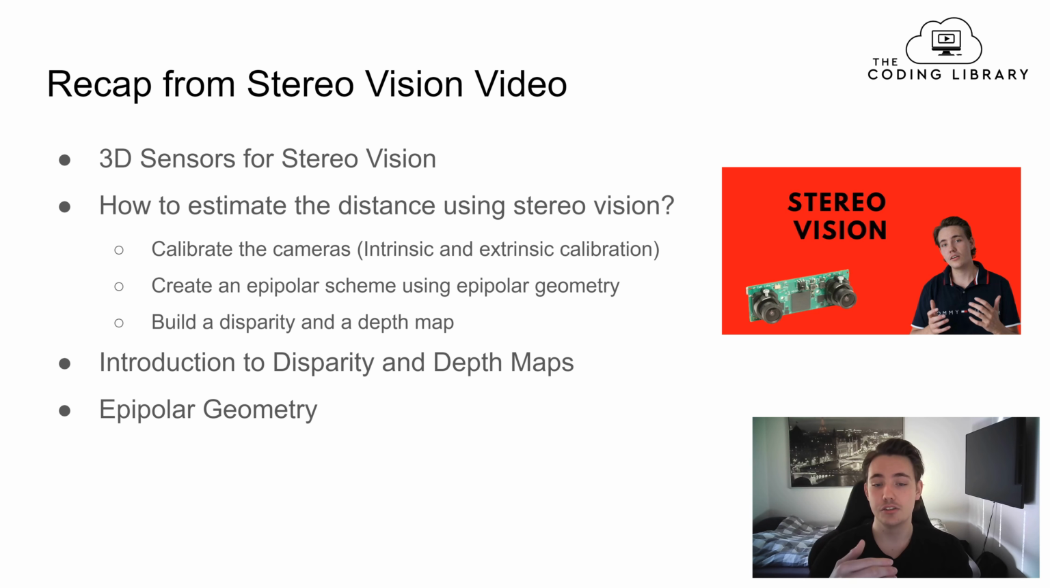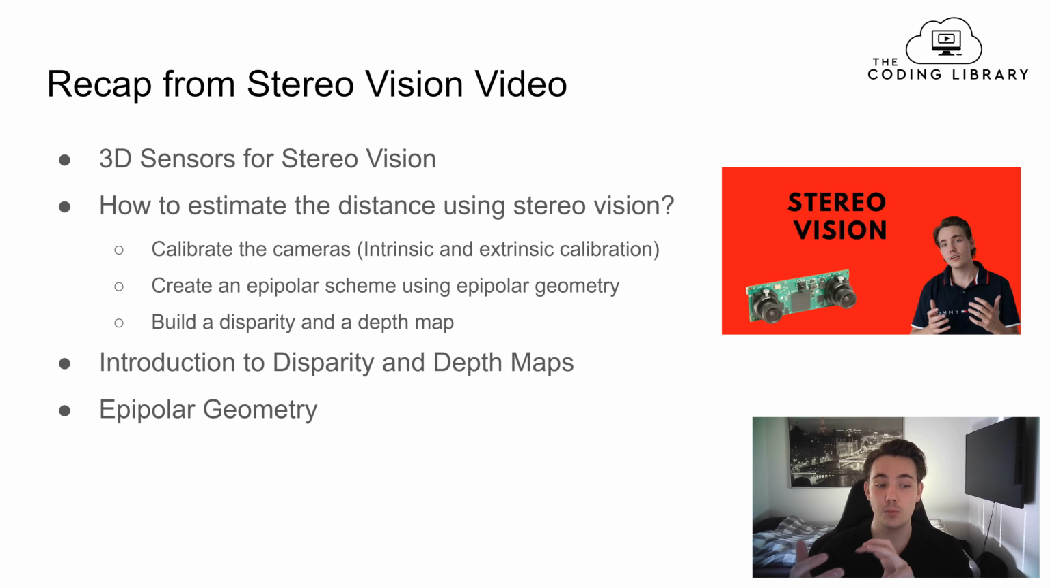When we're estimating the distance during this derivation, first of all we need to calibrate our cameras, so we need to get the intrinsic and extrinsic parameters for our camera. I've also made a video about that, so you can go check that out if you want to know how to calibrate the camera before we use all of this. After that, we're going to create an epipolar scheme by using epipolar geometry, which we also went over in the stereo vision video. So we have this multiview geometry, where we have two image frames, and we can relate those two to each other with epipolar geometry.